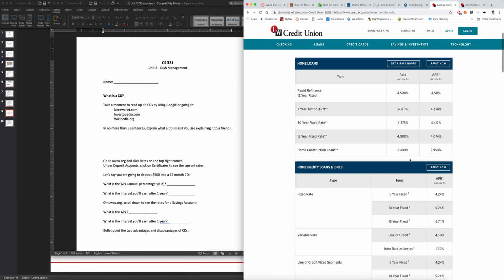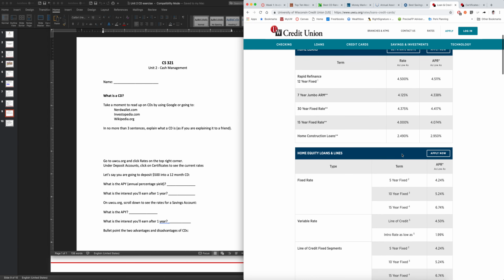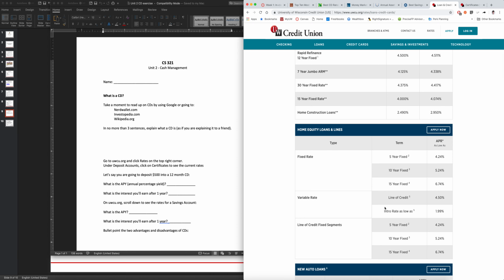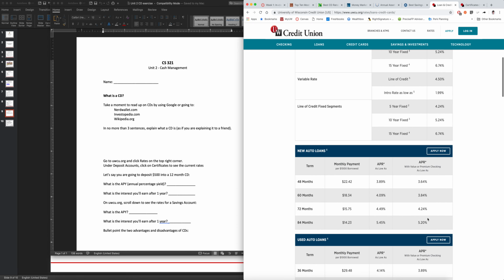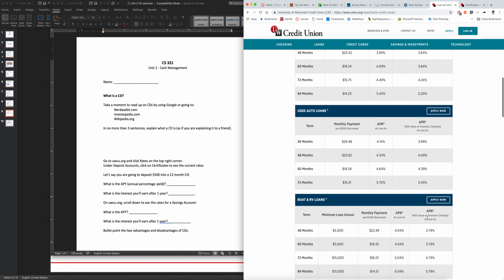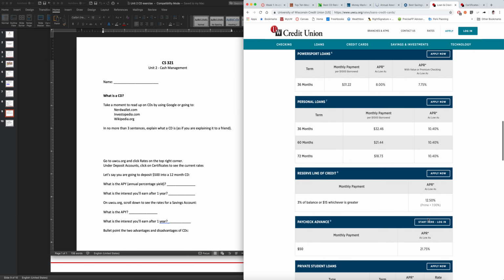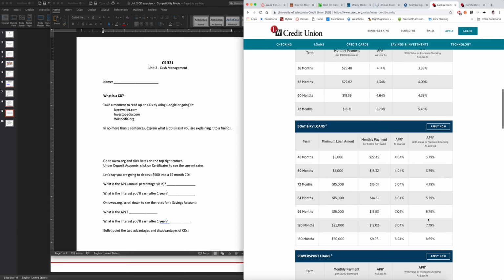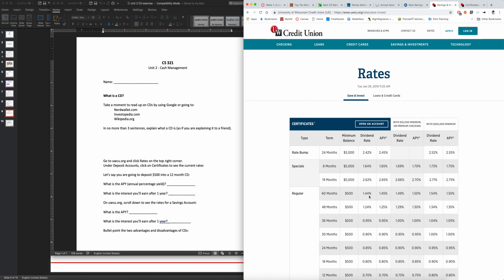Oh, there's a home construction loan for 2.49%. So that's probably the lowest rate? Oh, here's a variable interest rate home equity loan, new car loans. Anyways, most of these are going to be 3% or more. So you can see that they make a pretty decent sum by loaning your money out. Anyhow, so let's go back to the savings and investing section.